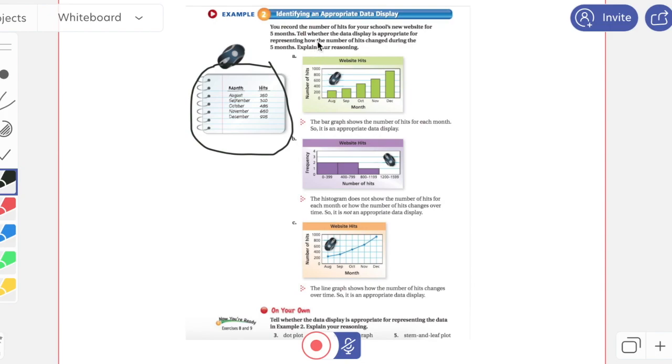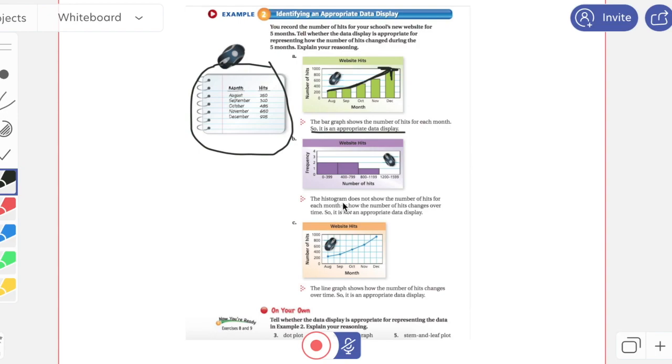Because now, tell whether the data display is appropriate for representing how the number of hits changed during the 5 months, and explain your reasoning. So we've already identified your hits are growing. Now if I look at A, I want to think, is this an appropriate graph to show the trend of what's happening? August, September, October, November, December. Just visually, I see that this is going up. It's a pretty steady incline. My number of hits is going up each month. So the bar graph shows the number of hits for each month. So yes, this is an appropriate display of data because I'm talking about my months and my hits.